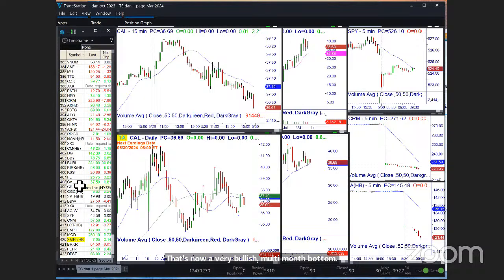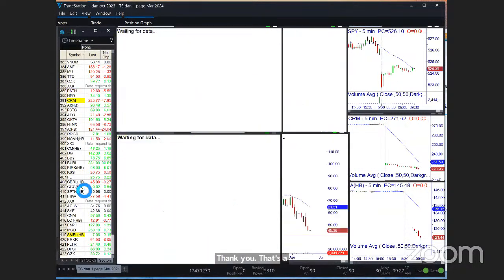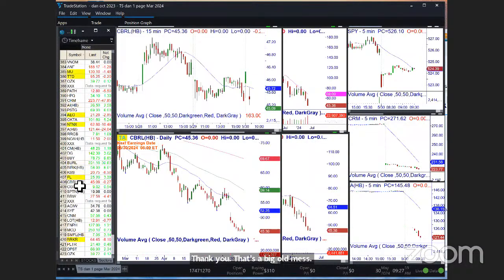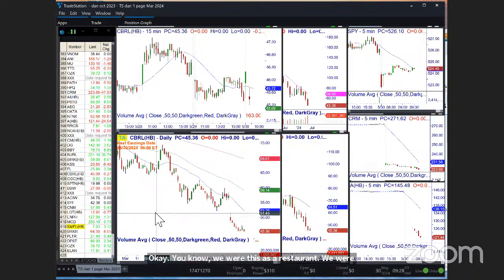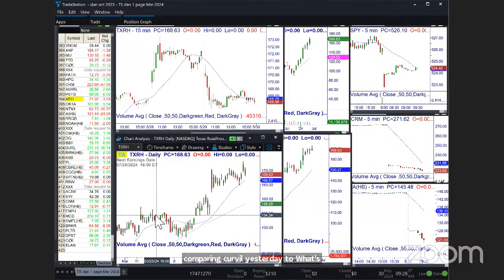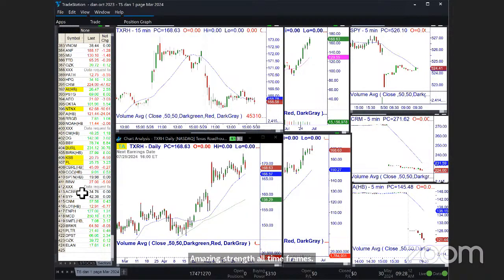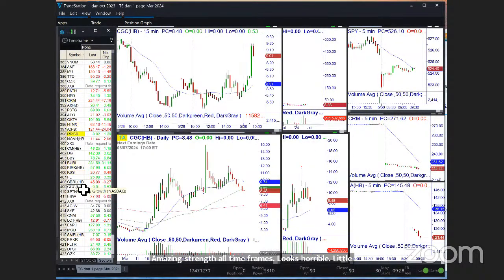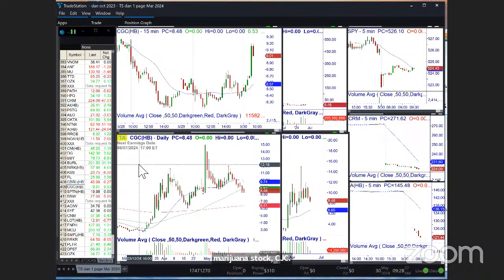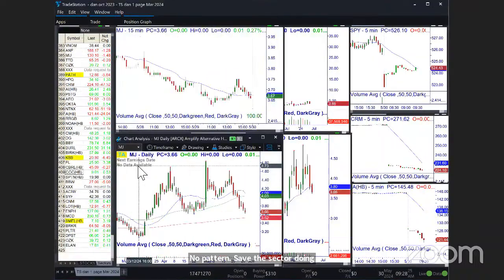Cal, that's a big old mess. Kerbal, this is a restaurant. We were comparing Kerbal yesterday to, look at Texas Roadhouse. Amazing strength, all time frames. I think Kerbal looks horrible. Little marijuana stock, CJC. No pattern. Let's see if the sector's doing anything. Michael Jackson, nope. So no interest in marijuana.